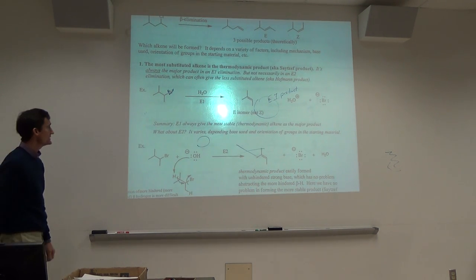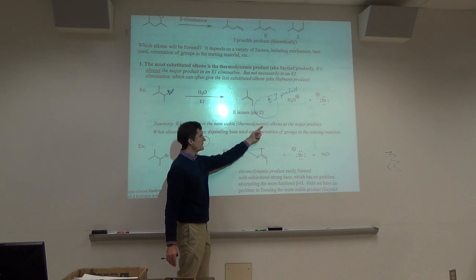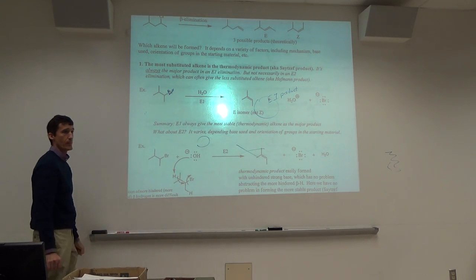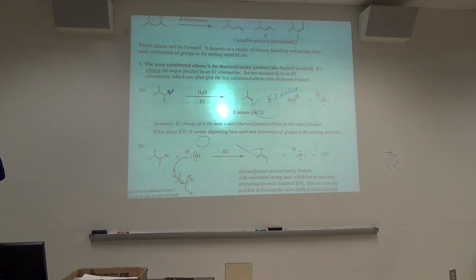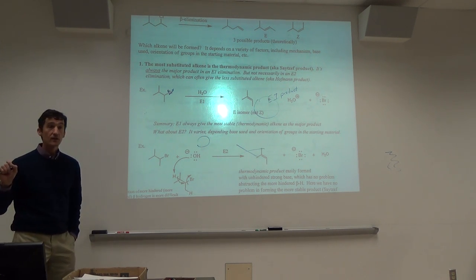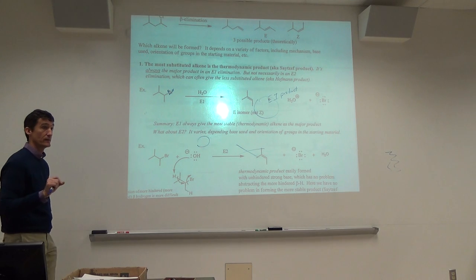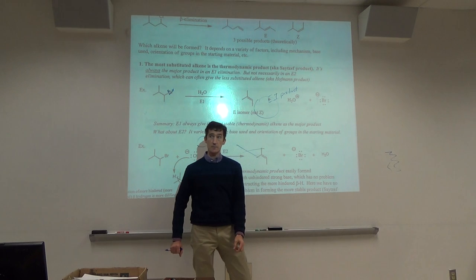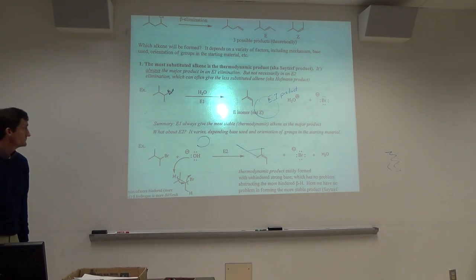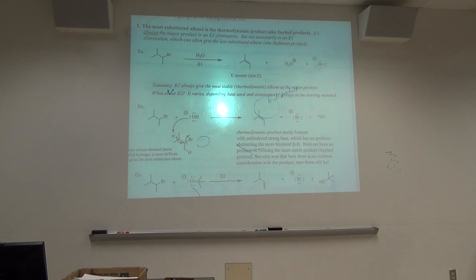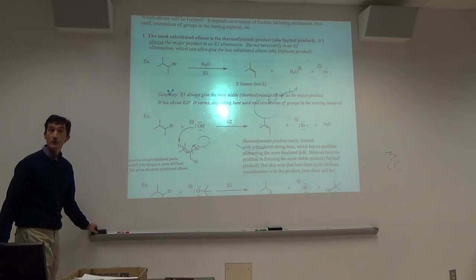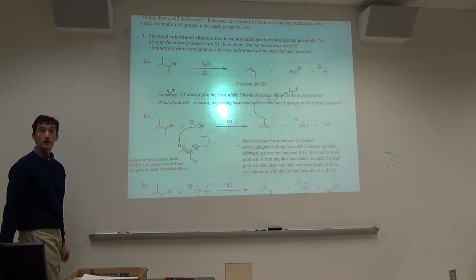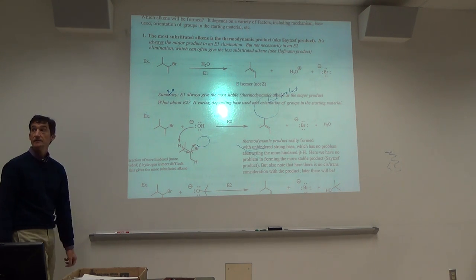Summary. We've already kind of summarized. E1 always gives the most stable alkene as the major product. What about E2? With E2, it's not going to be as easy. It's going to vary. It depends on the base used and the orientation of groups in the starting material. Let's look at some examples of this. Does everybody agree E1 should be easy? E1 gives the most stable alkene. Bam.